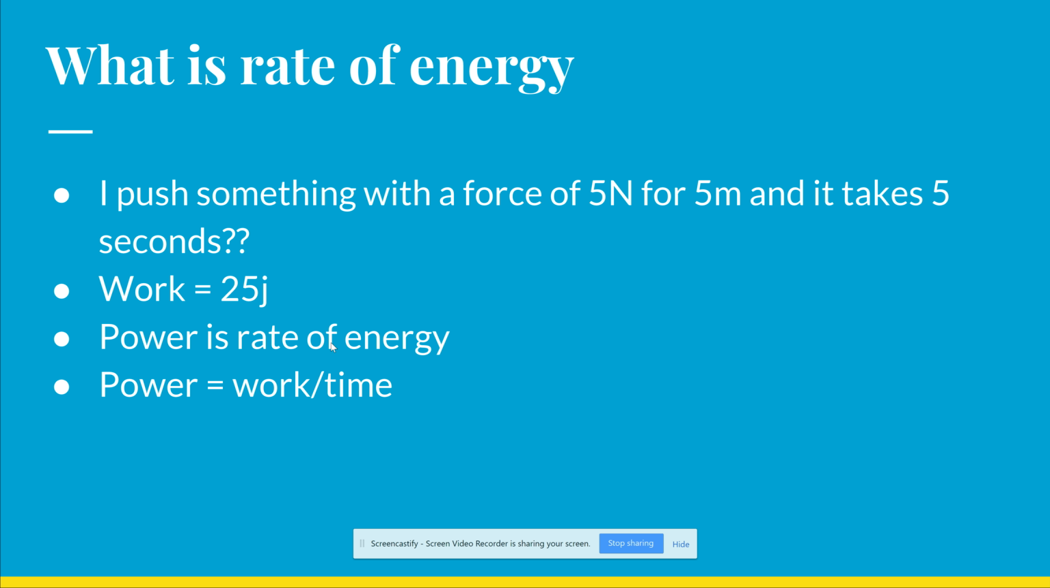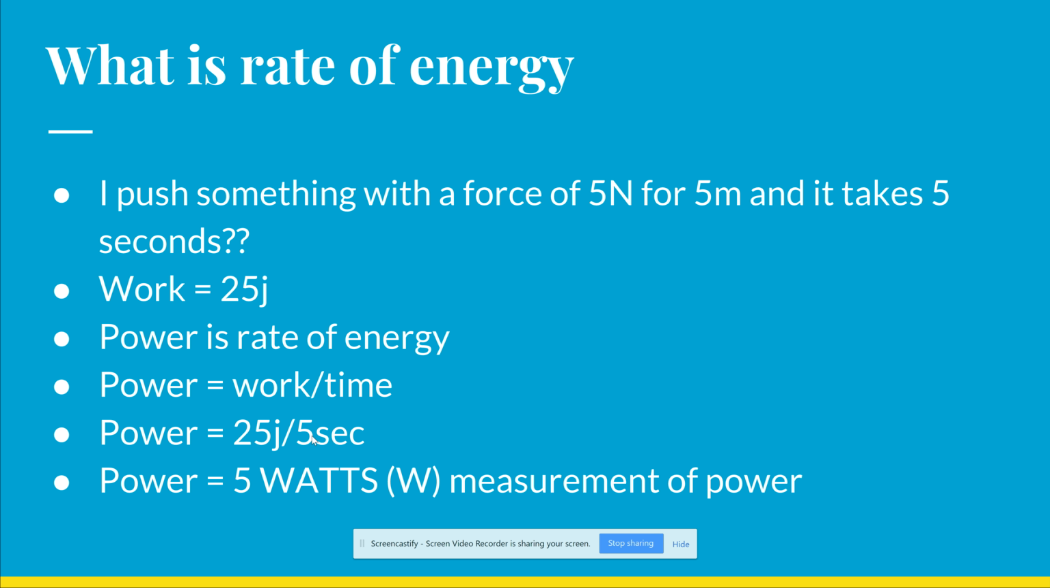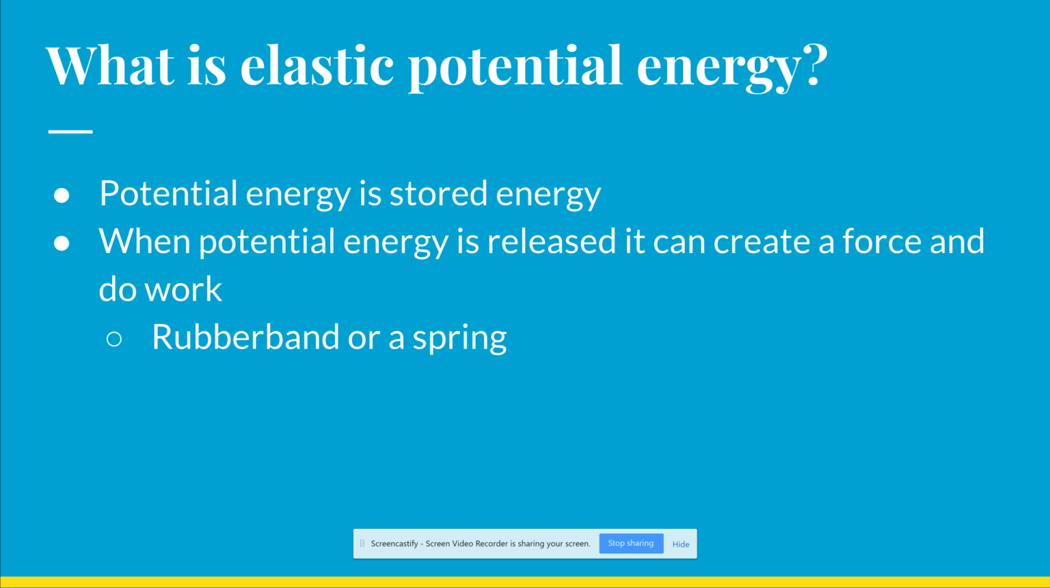In power, well, we call power rate of energy, and the way we calculate power is work, 25 joules, divided by time, 5 seconds. Okay, we have 25 joules divided by 5 seconds. That gives you 5 watts. That's the measurement of power. That sounds familiar. Yes, it should sound familiar because that's how you measure your light bulbs, because the light bulbs give you power. Okay?